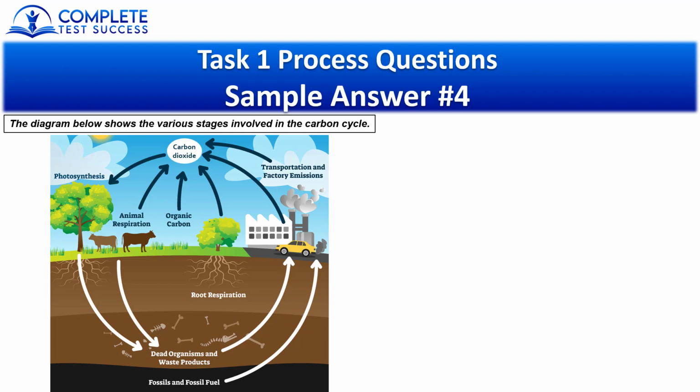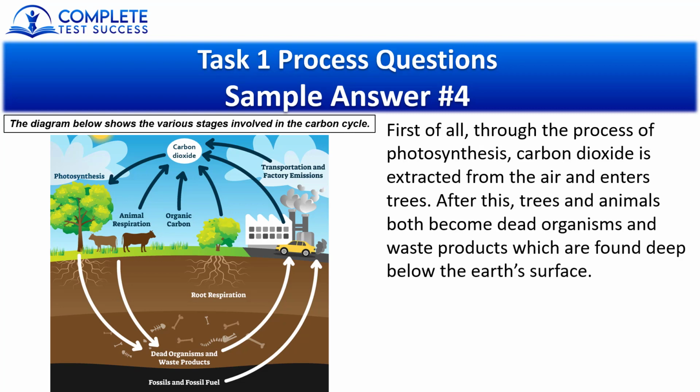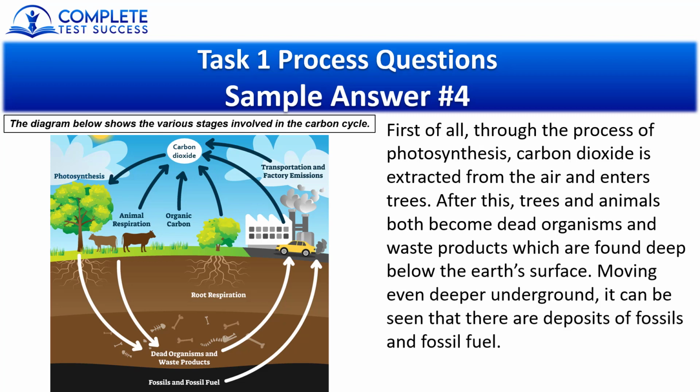Then, to logically organise my details paragraphs, I decided to go with carbon dioxide and the arrows moving downwards in the first details paragraph, and then all of the arrows moving upwards in the second details paragraph. Here's the first one. First of all, through the process of photosynthesis, carbon dioxide is extracted from the air and enters trees. After this, trees and animals both become dead organisms and waste products which are found deep below the Earth's surface. Moving even deeper underground, it can be seen that there are deposits of fossils and fossil fuel.